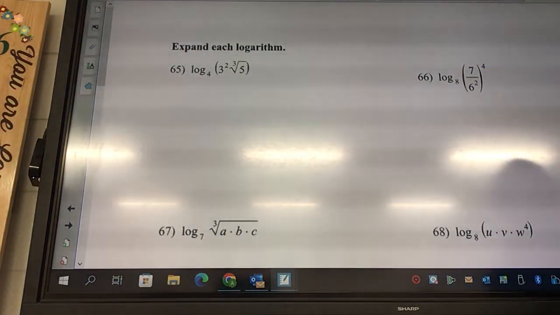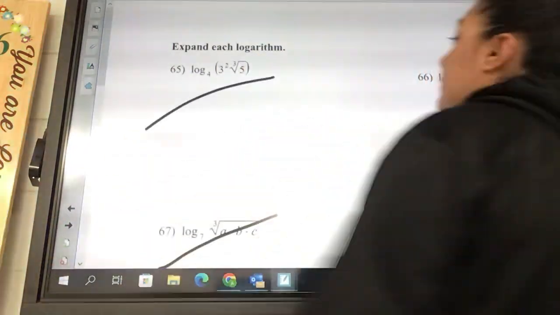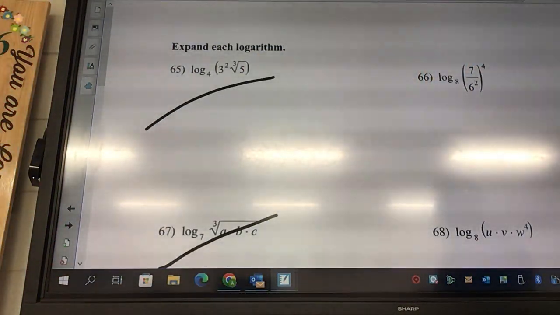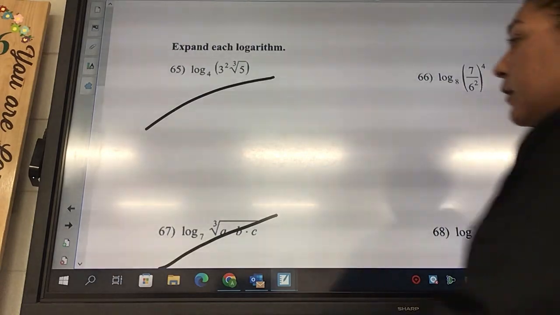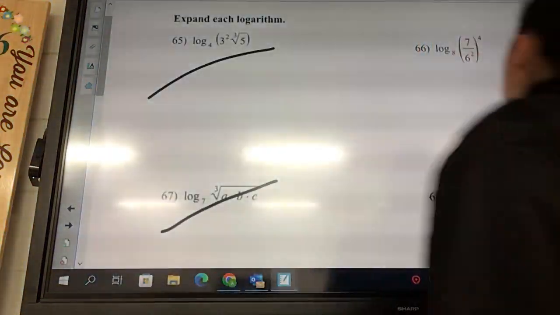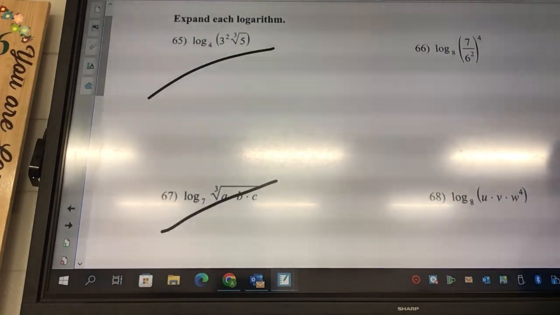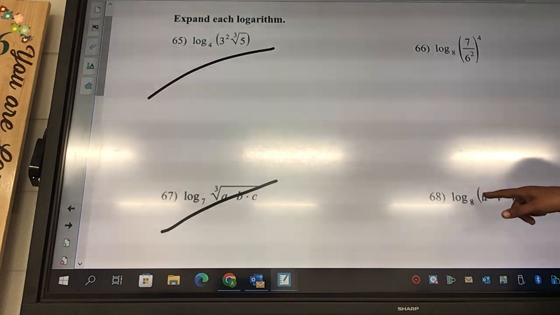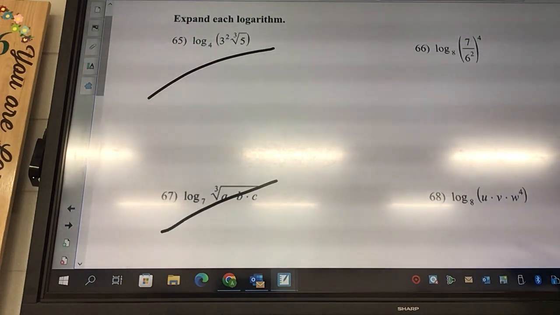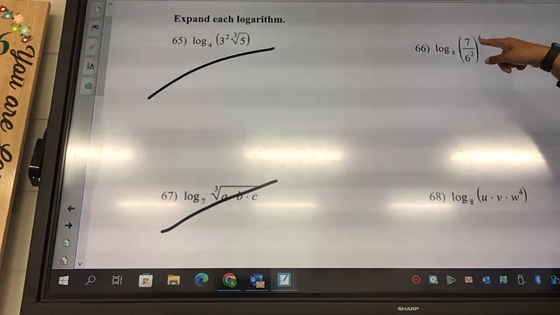Okay, expanding logs. Oh, I don't want to do either of those. Cross off 65 and 67. Okay, and I'll do 66, so you guys can at least see one. Okay, so there's a difference between 68 and 66, okay? So 68 has a power on the outside. If there's a power on the outside, that needs to move first. If there's none, then we can just go straight into that second step.